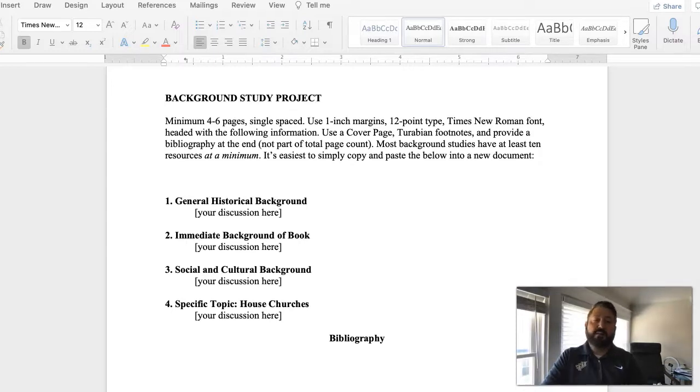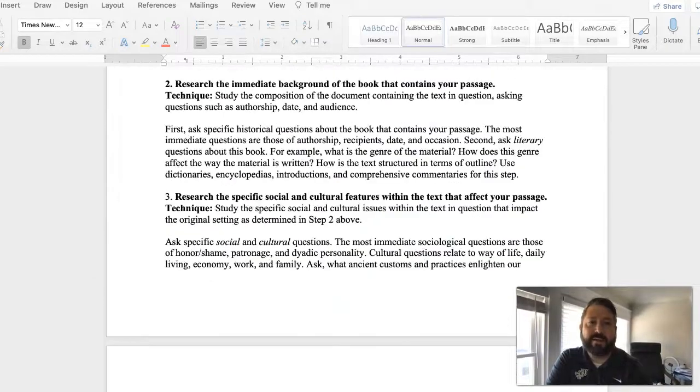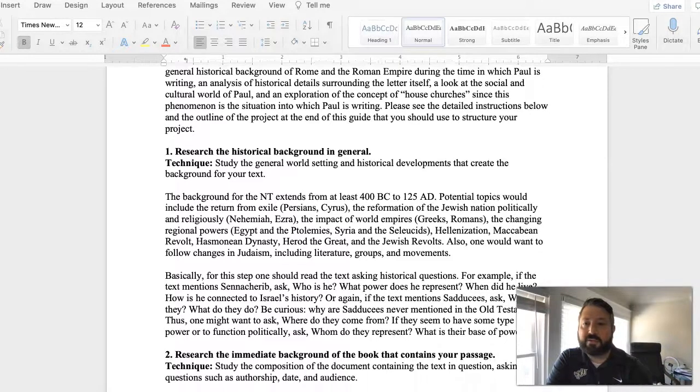your paper. The idea here is I want you to concentrate not solely on a specific passage. I want you to concentrate on the background of the book, the historical world at large, some social and cultural issues, and then a specific topic. So I'd like you to finish your paper by specifically looking at house churches. In this document, if you scroll to the top, I've given you what I'd like you to look for in each of those sections, and I explain in a little introduction up here.